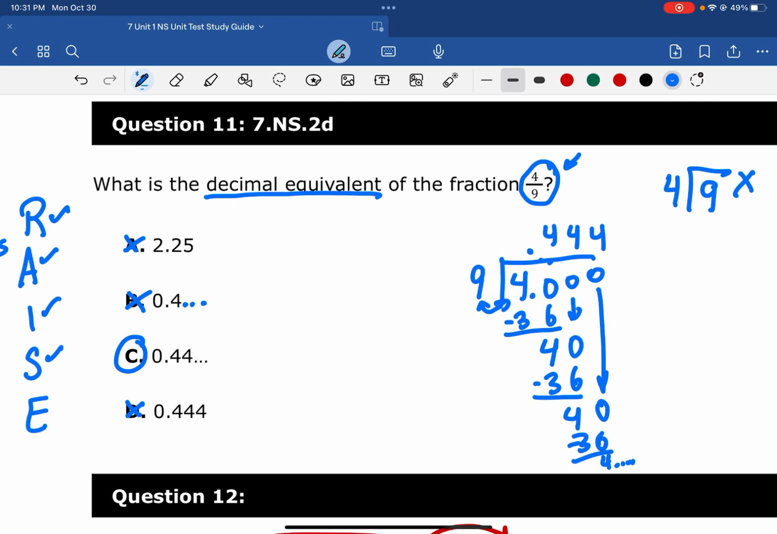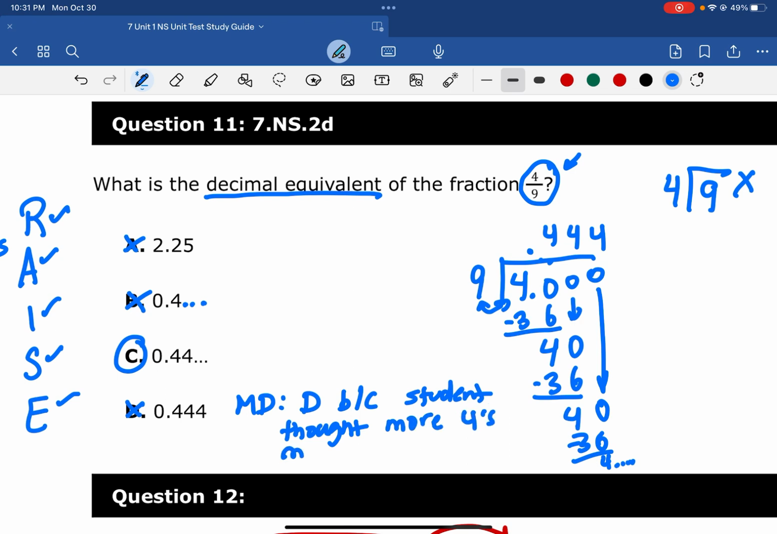And we will eliminate our distractors. I believe the distractor, you can pick either B or D. And I would actually say choice D. So I'm going to say the main distractor is choice D because the student thought more 4s meant more accurate. And they didn't know about the ellipsis, meaning that it goes on forever.